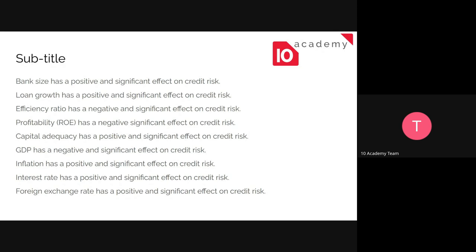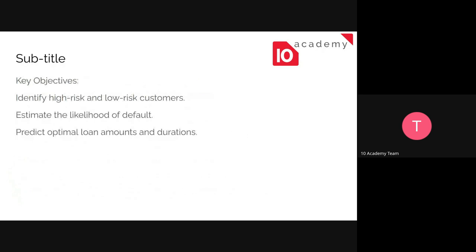I think we already know these three first hand: interest rate, general inflation, and foreign exchange. Of course, bank size is positive, but for credit risk in general, it doesn't exceed a significant effect. And so on. So you can just take a look at these things when trying to look at credit risk.